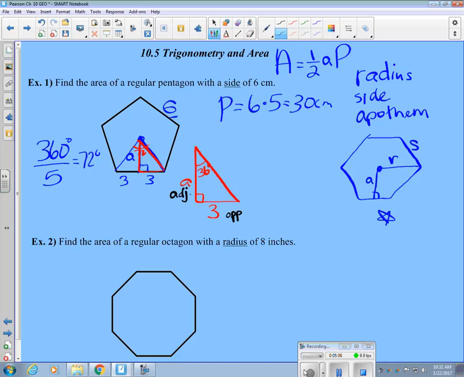Remembering from chapter 8, which trig function uses adjacent and opposite? TOA, yeah. So it's tan. Some of you guys forgot this for the midterm, so we're just going to review it. So the tangent of 36 degrees is equal to the opposite side over the adjacent side.